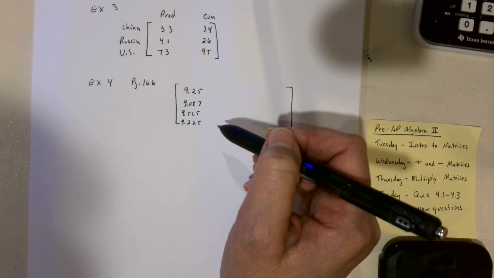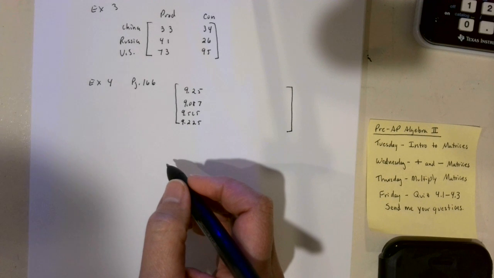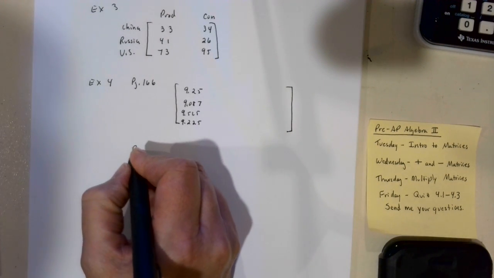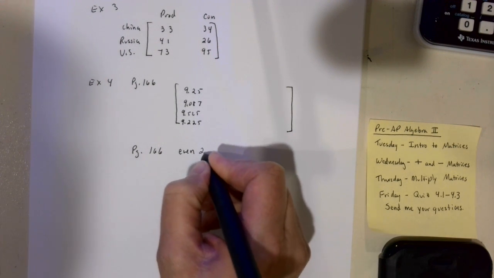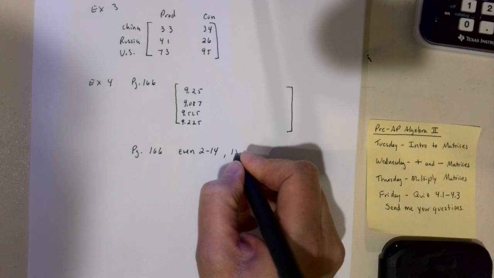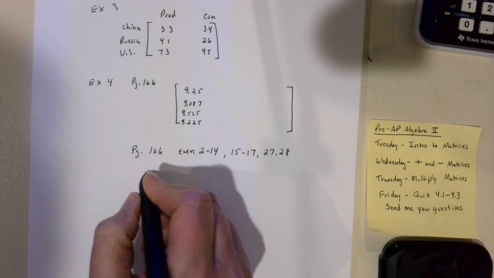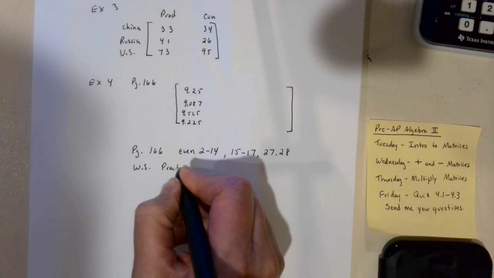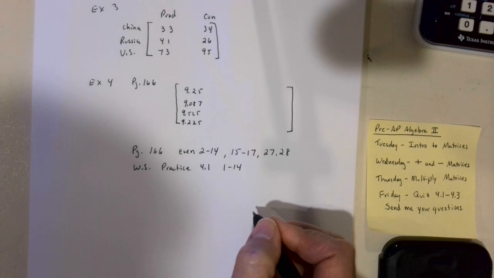And so they'll kind of tell you what to do for the rows and for the columns. They're also going to ask you to state the dimensions and the elements, as I mentioned in our other video. Your homework is going to be in the book, page 166, the evens, 2 through 14, 15 through 17, 27 and 28, and on a worksheet that I'm going to upload, which says practice 4.1 on it. I want you to do 1 through 14.